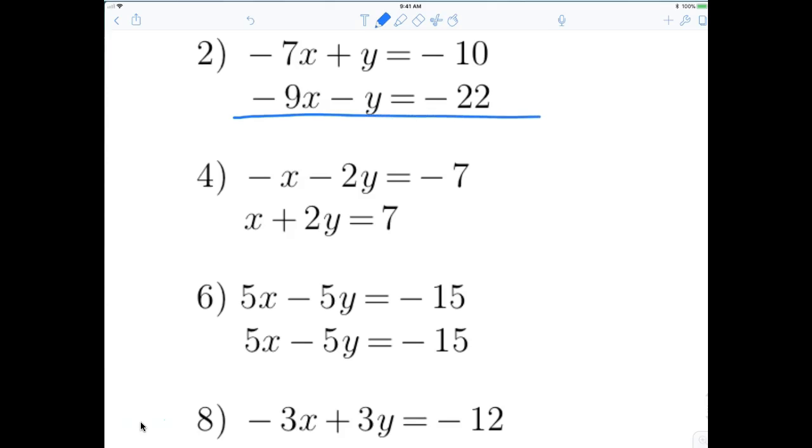So here we go. Draw a line underneath it. Now what happens to the y's? The y's can cancel. The x does not. So negative 16x is equal to what? Negative 32. So x equals, be careful please, positive 2. So x equals 2.